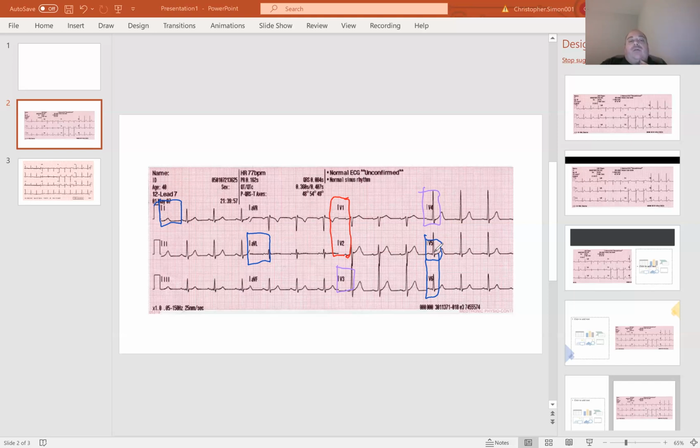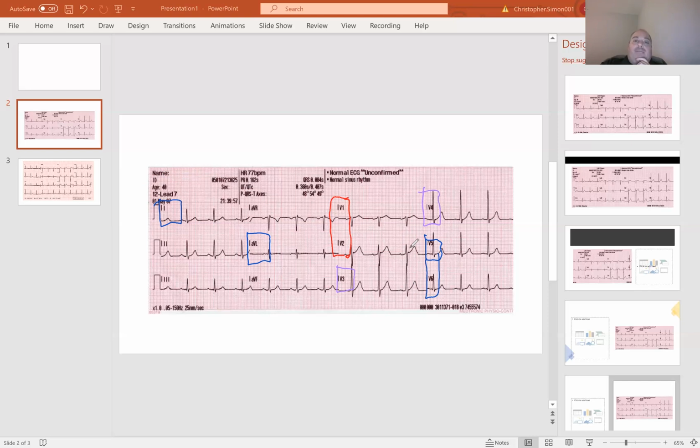Well, how do you always remember? A trick I used to remember how 1 and AVL are the high lateral and V5 and V6 are the low lateral was that these are literally higher on the paper than these are. That's just how I always remembered it when I was learning all this. So V1, V2 septal, V3, V4 anterior, 1, AVL, V5, V6 are lateral leads, okay?